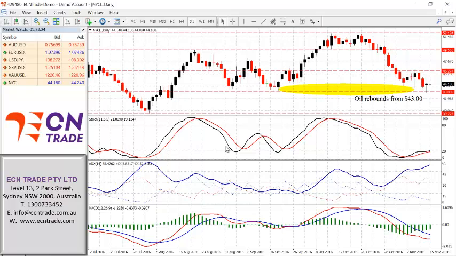If the overnight rally was a one-off, then further pressure may return back towards that $43 level, and note if we break beneath there, then $39 is the next objective.